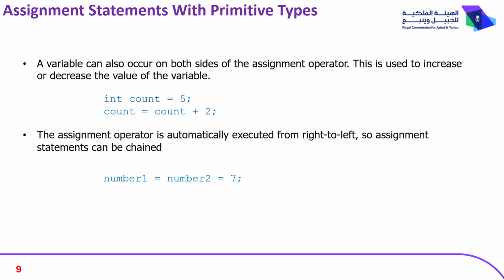Assignment statements with primitive types. Variables can appear on both sides of the assignment operator. For example, count = count + 2 takes the current value of count and increases it by 2. You can also perform assignment chains, like number1 = number2 = 7, which assigns 7 to both variables from right to left.